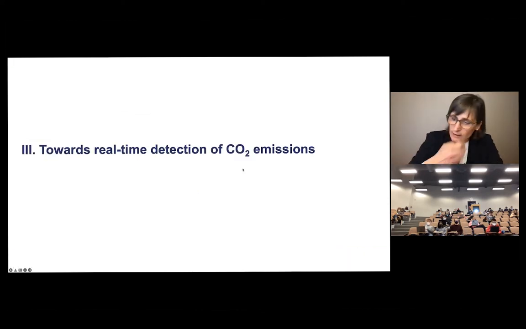I want to dive into near real-time detection of CO2 emissions. What I've showed you so far is really the conventional reporting of emissions. This is essentially the way the reporting infrastructure, for lack of a better word, is organized. As countries report their energy consumption every year, this gets converted to CO2 emissions based on known conversion factors, and this happens once a year.